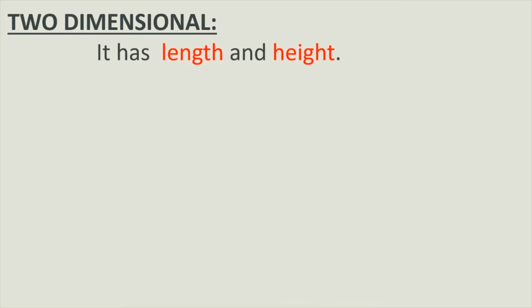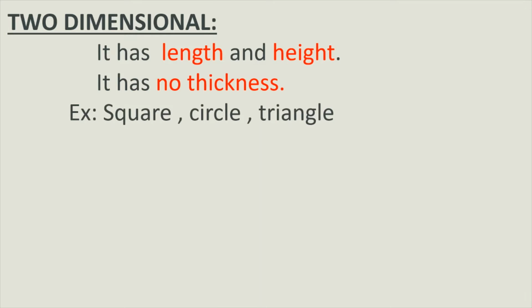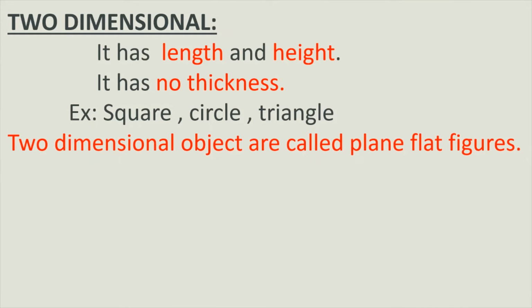Two-dimensional. Two-dimensional only has two dimensions, length and height. It has no thickness. Examples are squares, circles, or triangles. They are also called plane flat figures.